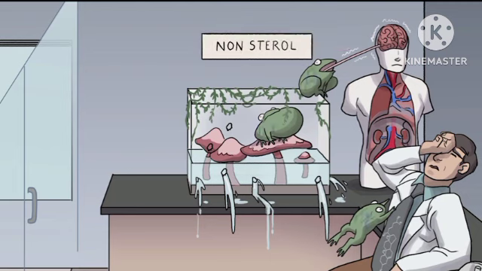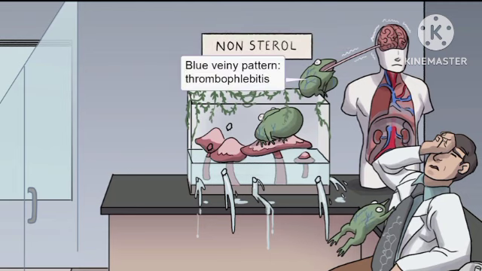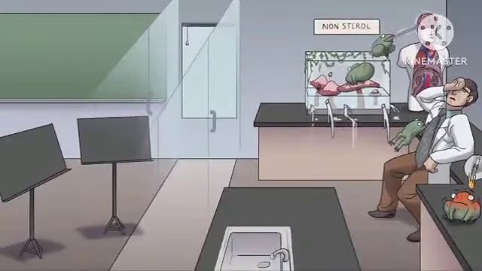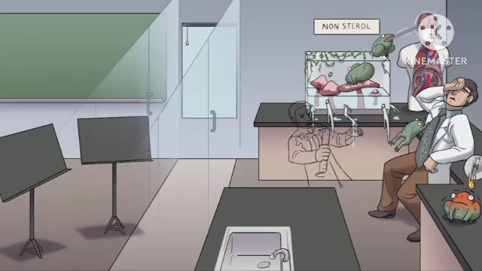Also, during systemic administration, thrombophlebitis can occur at the injection site, and this will be highlighted by the blue veiny pattern on the frogs in the scene. Next, let's highlight the more cumulative toxicities. Renal damage is the most significant toxic reaction. In fact, renal impairment occurs in nearly all patients.